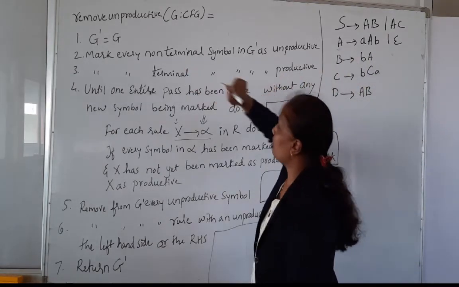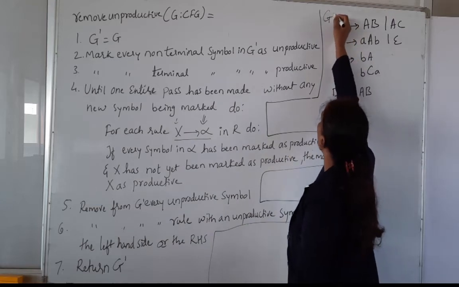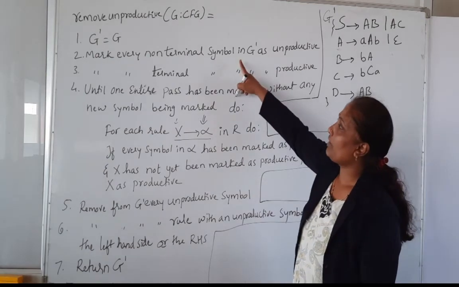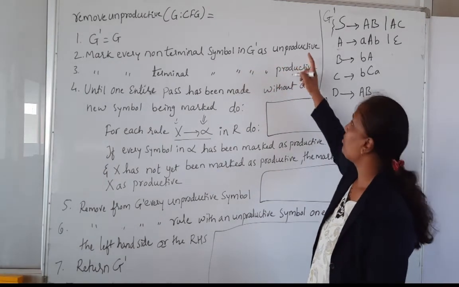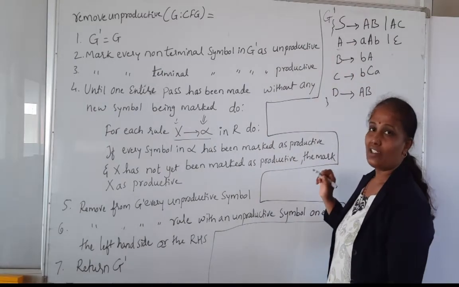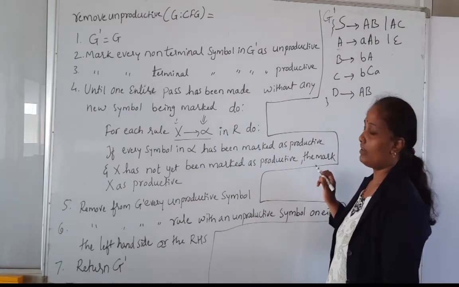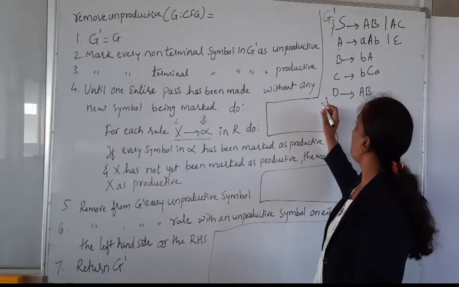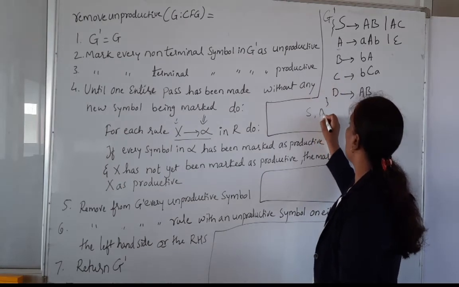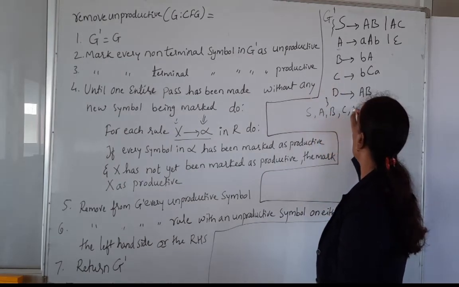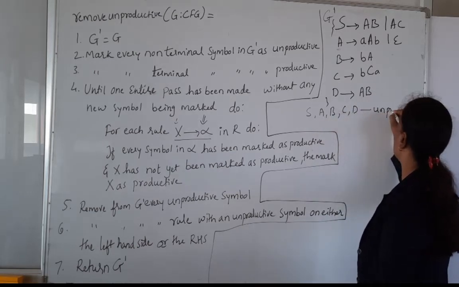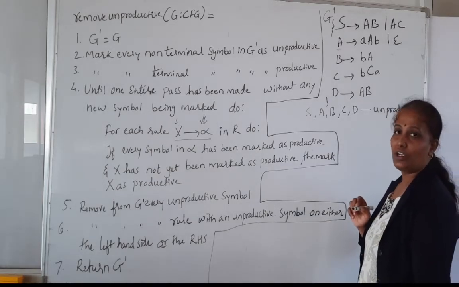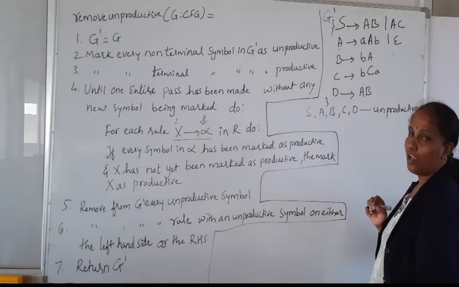Consider this is the example, this is a given grammar. So according to the first rule, this becomes my G dash. What is the second step? Mark every non-terminal symbol in the G dash as unproductive. So what are the non-terminal symbols? As I said, non-terminal symbols are written using capital letters, and they are always present at the left side of the rule. So first you are going to mark S, A, B, C, D as what? Unproductive. Why are these unproductive? Because these symbols are not contributing to the generation of the string for a particular language.